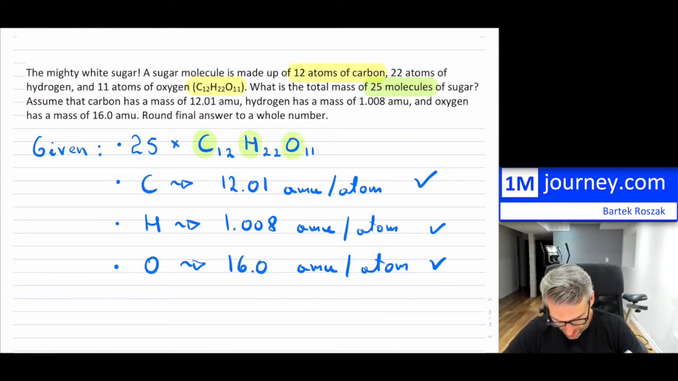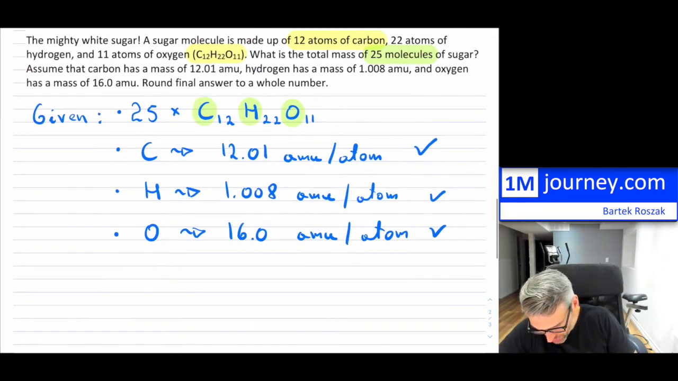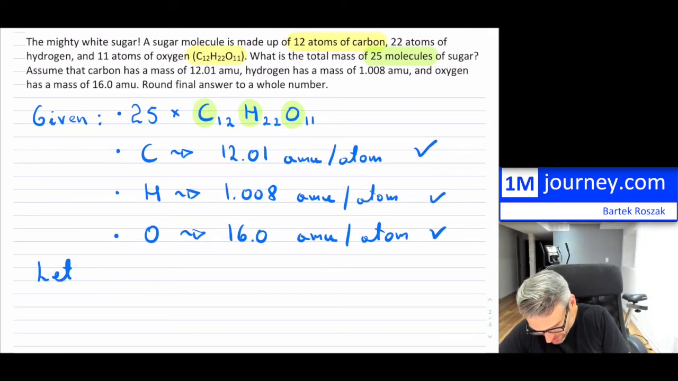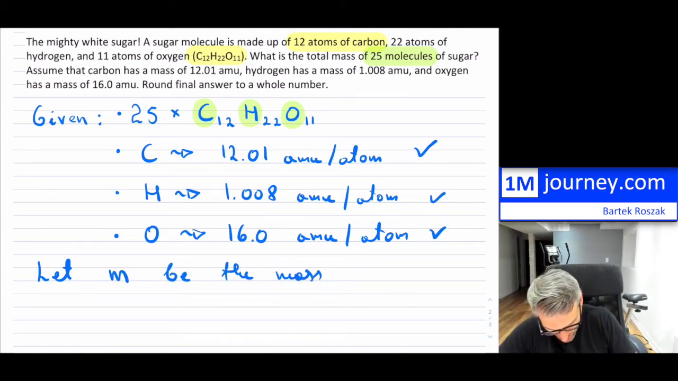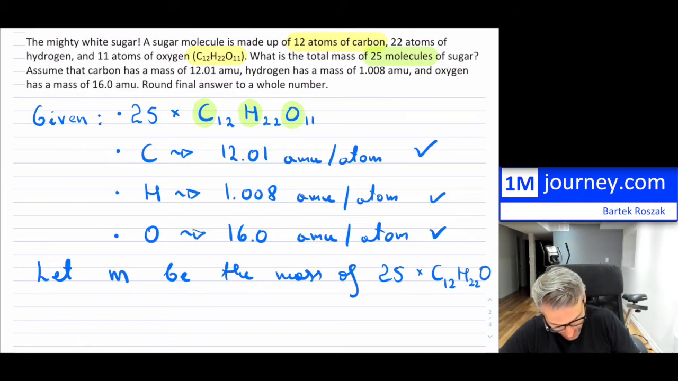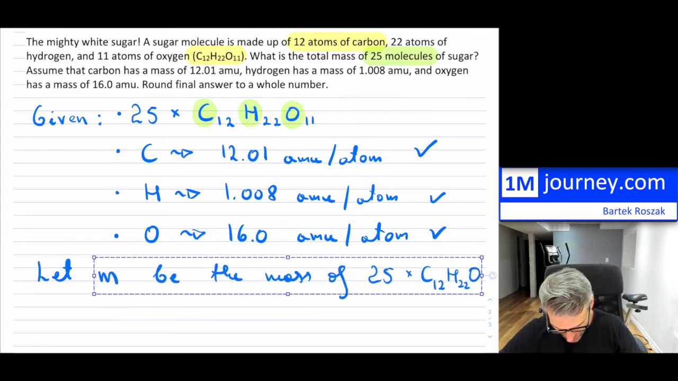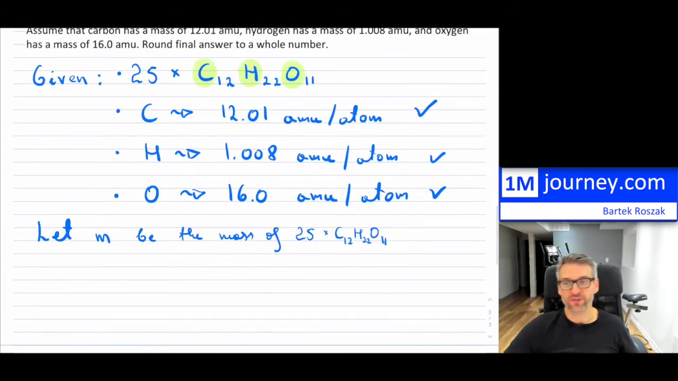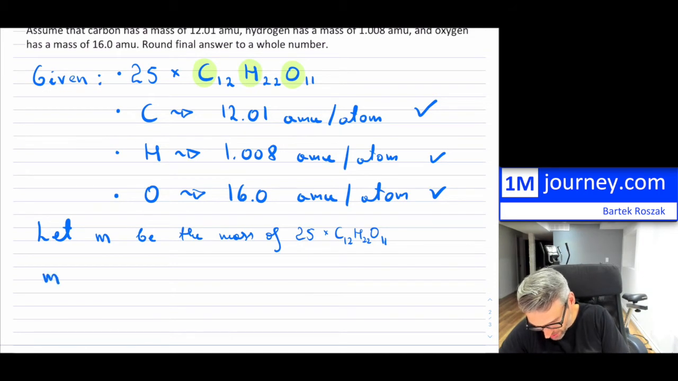hydrogen, and oxygen. And now if I want to calculate the mass, sure, it is a word problem. So you can say let M be the mass of 25 of these sugars that I have. I'm going to probably run out of space here, so let me shrink this slightly. So that's my definition of my mass. And now I can go ahead and compute it.